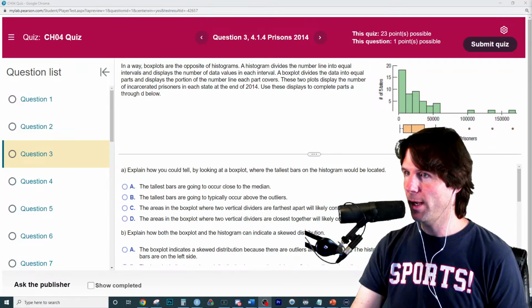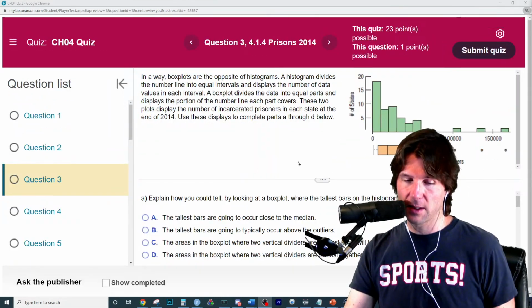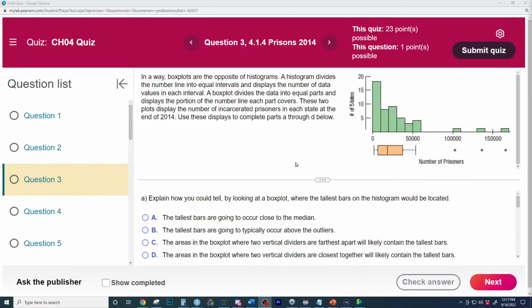So we have: in a way, box plots are the opposite of histograms. A histogram divides the number line into equal intervals of data values. They're totally opposite, really. A box plot divides the data into equal parts. It does right here because this is the bottom quartile, this is 25 to 50%, that's 50 through 75, and that's the top. Notice how there's very little data beyond this point right here, but that's the top 25% of the data.